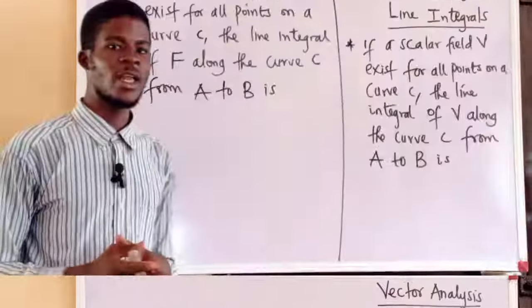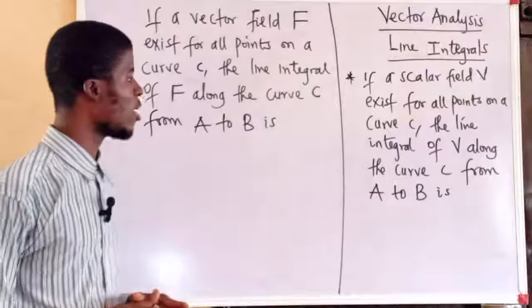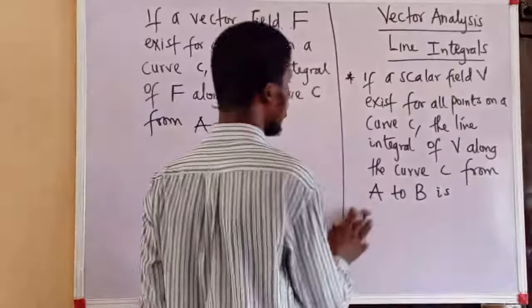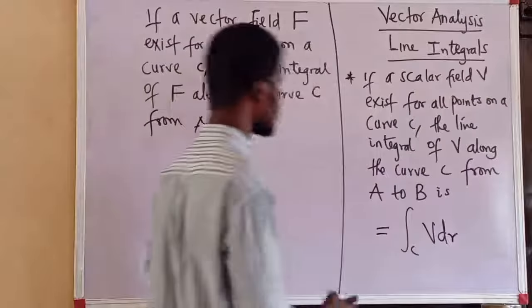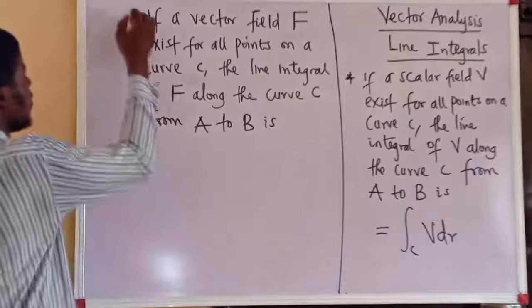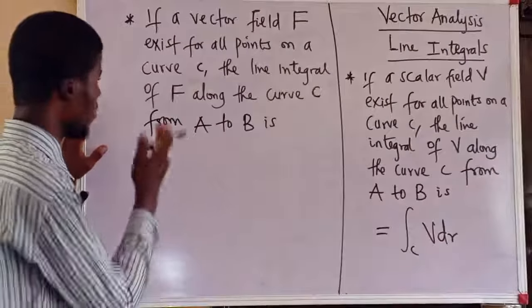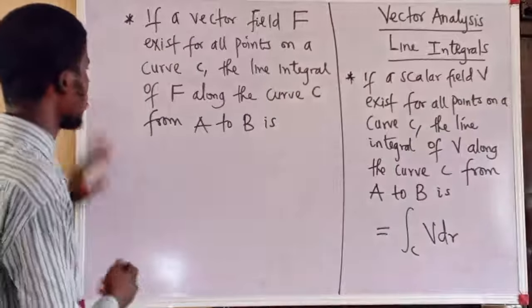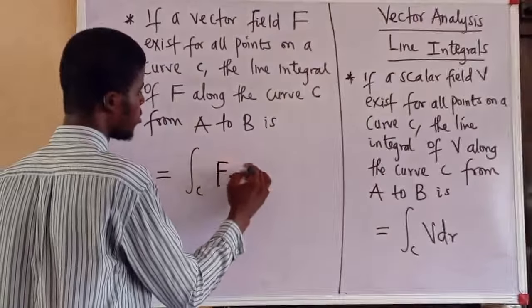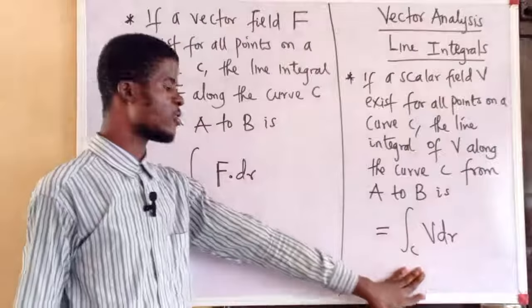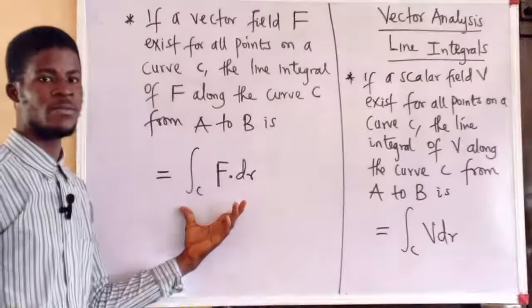Line integrals. If a scalar field V exists for all points on a curve C, the line integral of V along the curve C from point A to point B is equal to this, V dr. Also, if a vector field F exists for all points on a curve C, the line integral of F along the curve from point A to point B is equal to this, F dot dr. So this is it for the line integral of a scalar field V and of a vector field F.